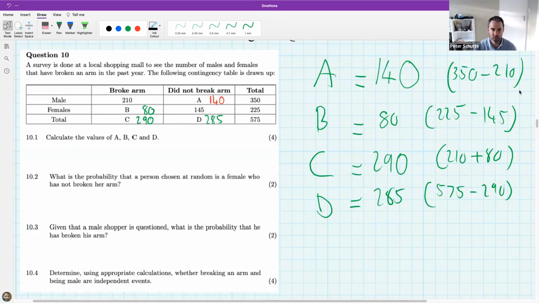Okay, so if you have any questions about how we got A, B, C, or D, you can put it in the chat, or you can raise your hand to have a conversation with me. But it looks to me like A, B, C, and D we've done them. And so now it's a question of 10.2. How do we do 10.2?